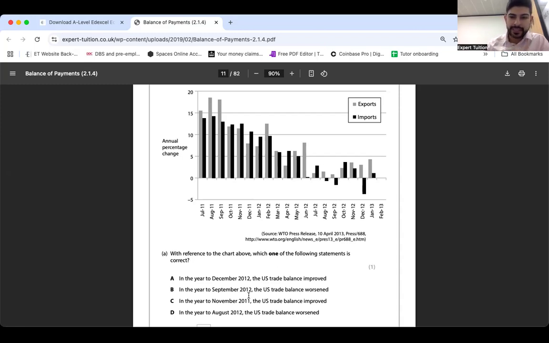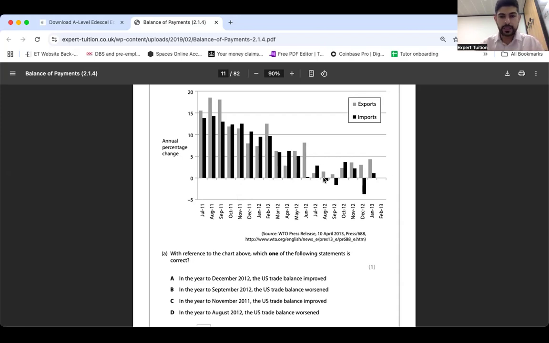In the year to November 2011, so let's find November 2011. There we go. Notice that they both go up by then. Imports go up even more. The US trade balance improved? No, definitely not. It definitely got worse because although exports have gone up, imports have gone up at an even faster rate.